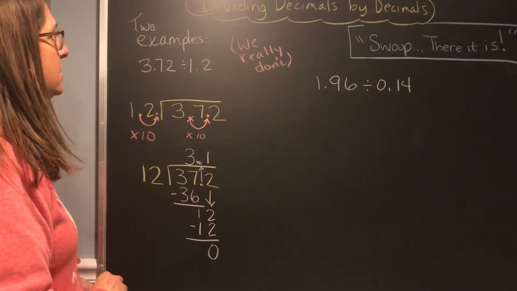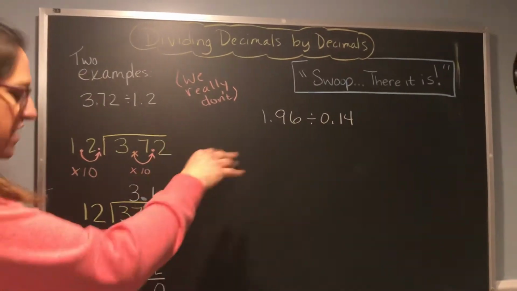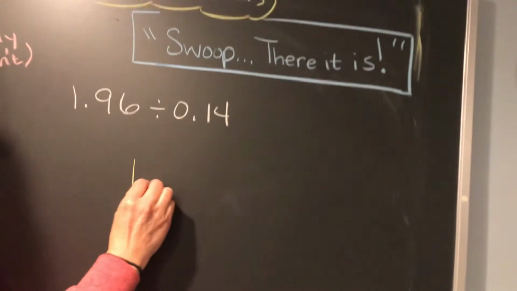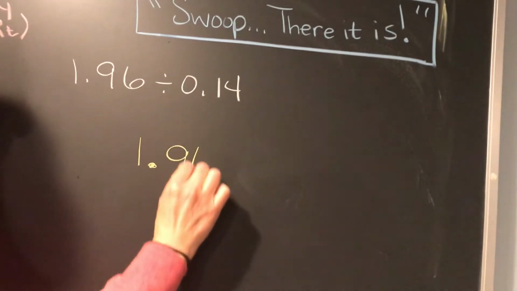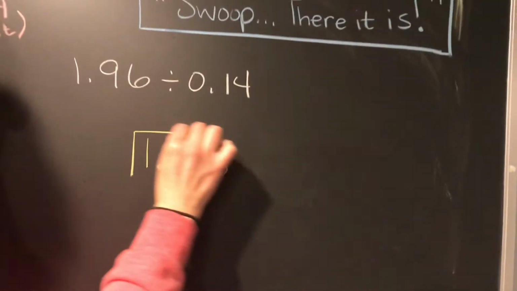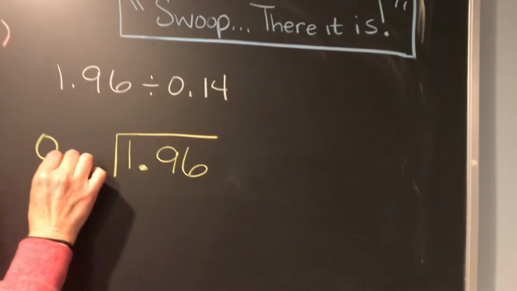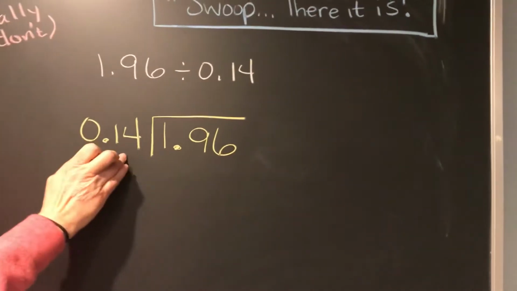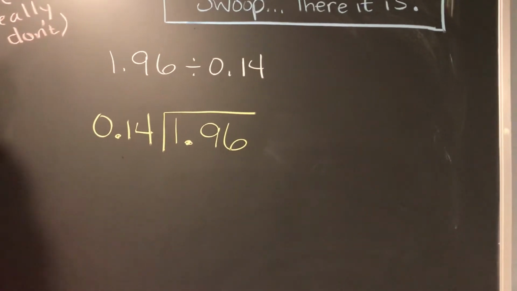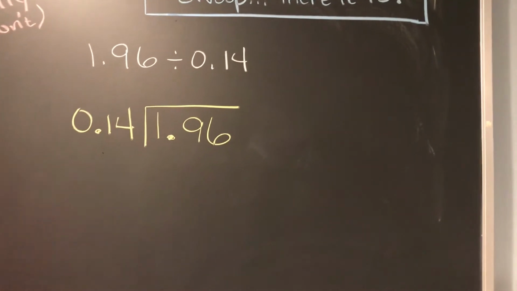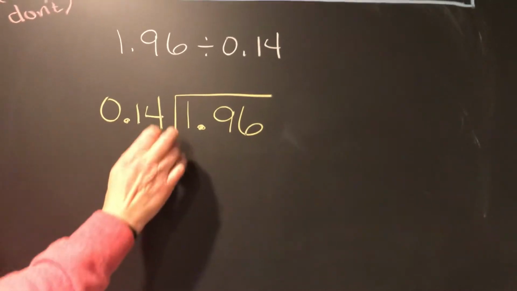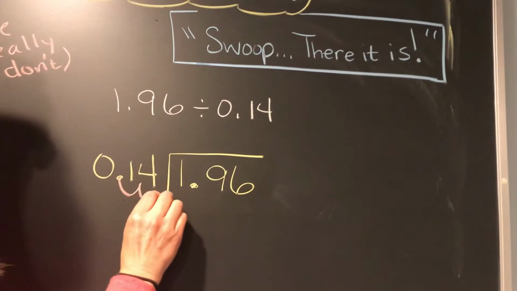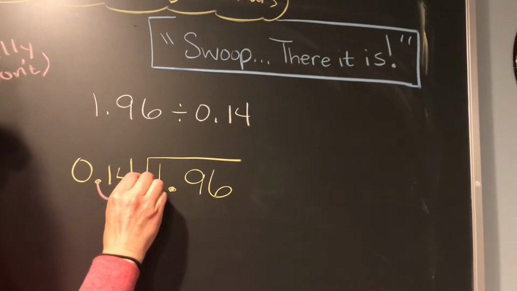All right. That was one example. Same thing. Let's look at this one. 1.96. Make sure you write it correctly. The dividend is first, goes under your bar, divided by 0.14. So again, we want to make this divisor not a decimal. We want to make it a whole number. How do we make it a whole number? You need 2 swoops on this one. Once, twice, and land it at the end.